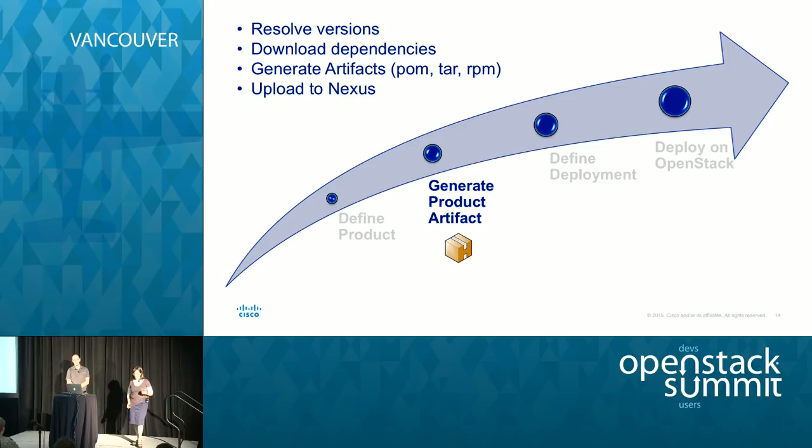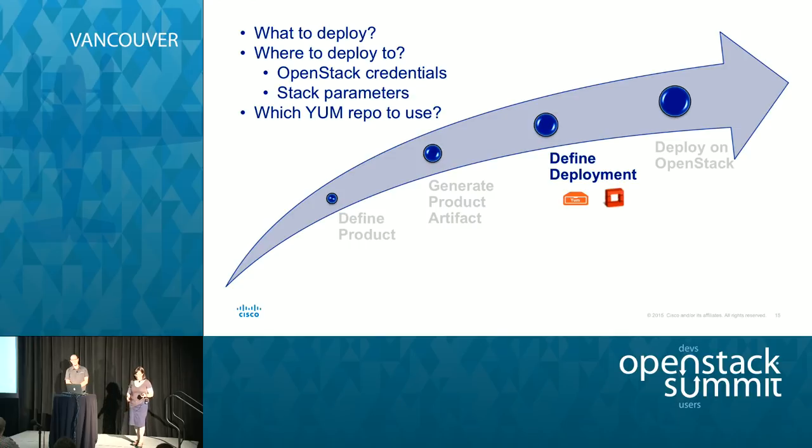We then define the deployment job. When we configure the deployment, we configure three main things: what we want to deploy, where to deploy to, and what YUM repository to use for the deployment. What product we deploy, what version we want to deploy now, and where to deploy: we put in all the OpenStack credentials and all the parameters that the Heat stack requires. And then the YUM repository: in order to do the deployment, we put all the RPMs in a YUM repository and configure the metadata, and then all the VMs which are created have YUM install configured to point to this YUM repository, and we'll install from it.